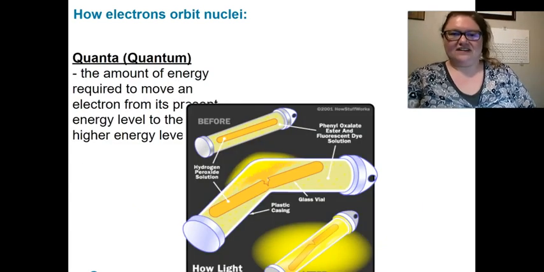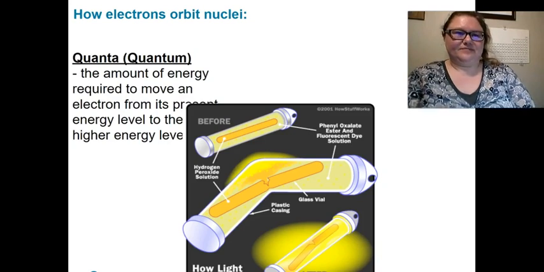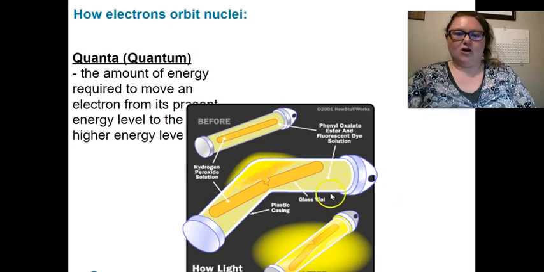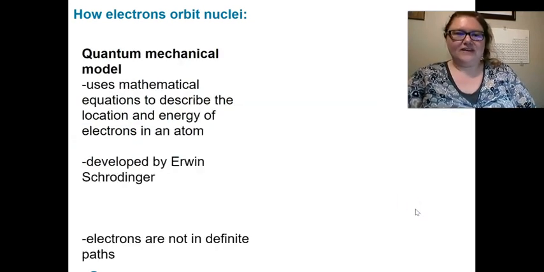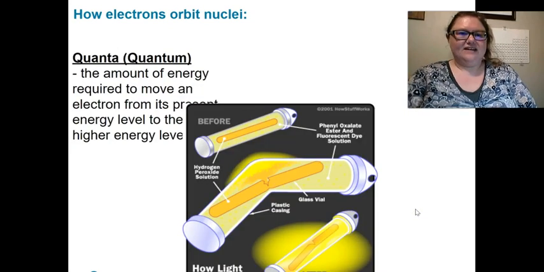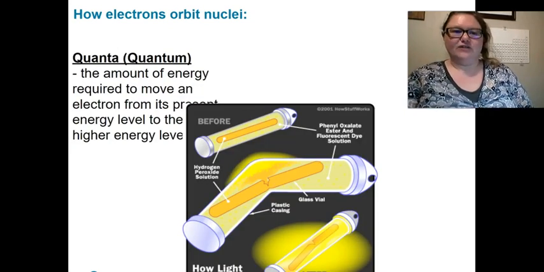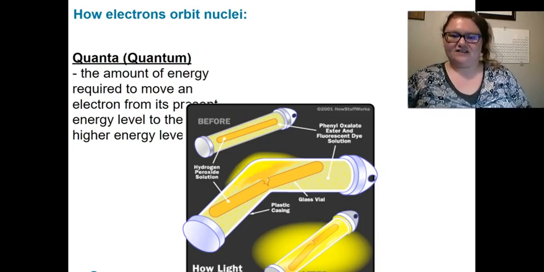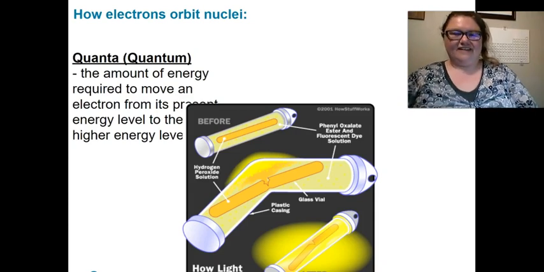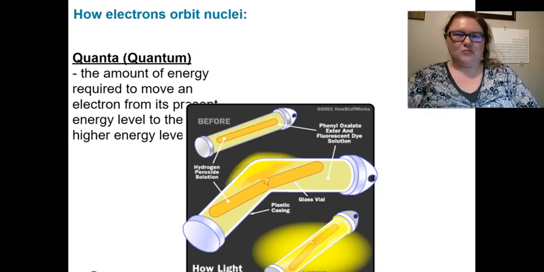And so here's my glow stick. So the quanta, or quantum for plural, is the amount of energy required to move an electron from its present energy level to the next higher energy level. Sorry, the picture there is stuck in place, and I'm not able to move it right at this moment. But you could just pause the video and go back to where I just read it to you all.